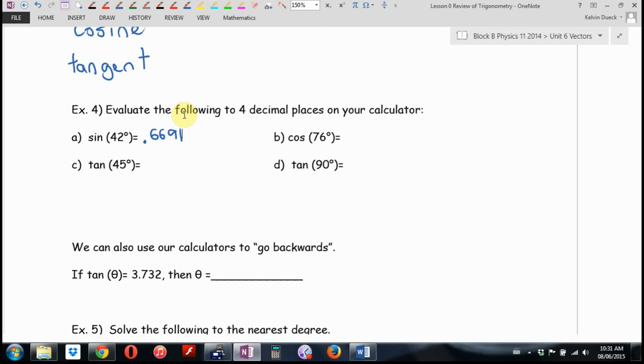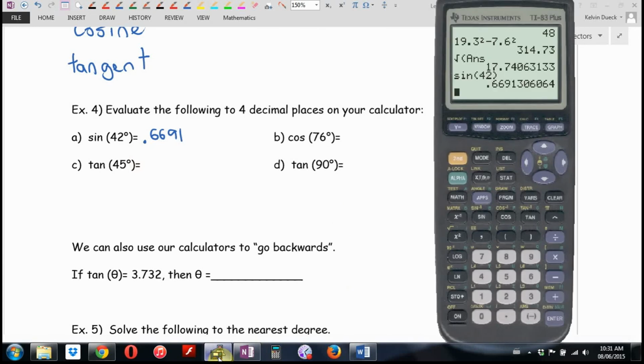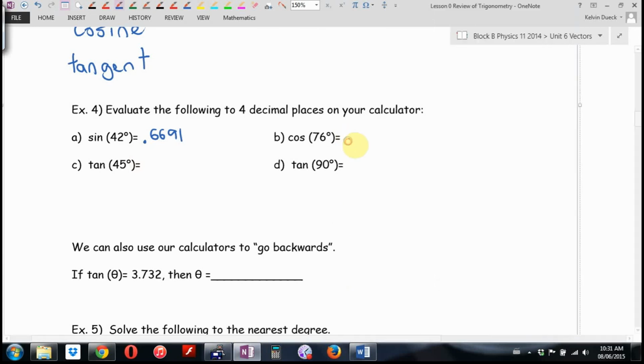Okay, if you got that, can you find the cosine of 76 degrees, the tangent of 45 degrees, and the tangent of 90 degrees, please? Cos 76 is 0.2419, and so on. By the way, most trig functions, unless they work out evenly, like tan 45, have decimals that go on forever, like pi, so they're irrational numbers. Tangent of 90 is undefined.